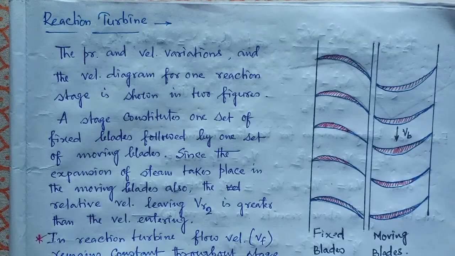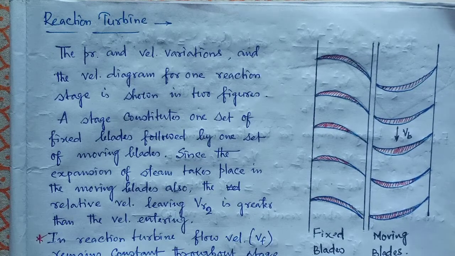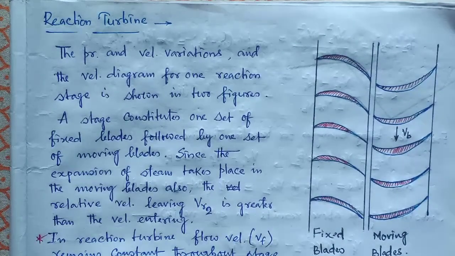Hello students. Today we are going to learn all about the performance of a reaction turbine. In the earlier classes I discussed the reaction turbine along with its working principle. Now today we need to know the performance parameters of a reaction turbine. The pure reaction turbine based on the principle of Hero was built in 1883 by Gustave de Laval.